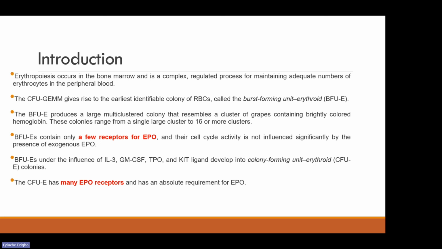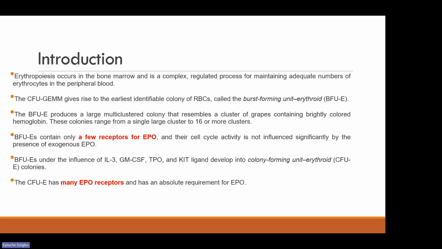The colony forming unit gives rise to the earliest identified colony of red blood cells, called the burst forming unit erythroid, BFU-E. This burst forming unit produces a large multi-clustered colony that resembles a cluster of grapes containing brightly colored hemoglobin. This is just a description of this cell called the burst forming unit. This colony ranges from a single large cluster to about 16 or more clusters.